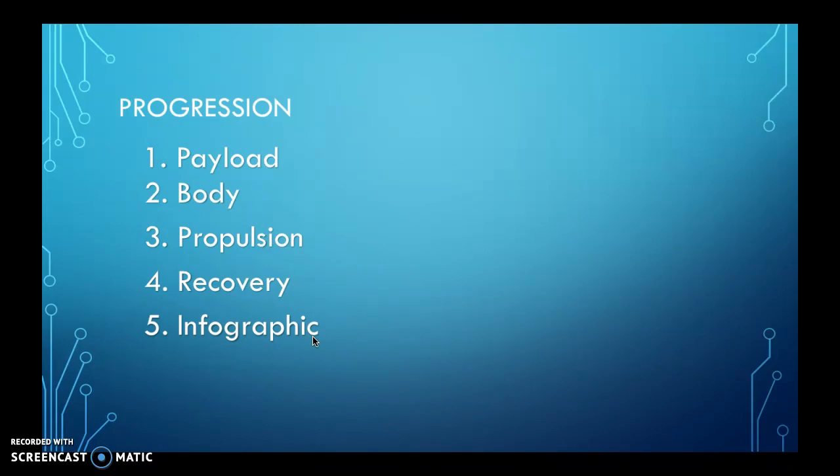So the progression: you're going to want to start with the payload module. You want to complete that before you move on to the body, and then to propulsion and recovery, and then finally you will end with your infographic. The reason we're going in that order is that in order to build the body of your rocket, you need to know what it's going to be housing. You need to know the dimensions of your payload compartment so you know how big your body has to be.